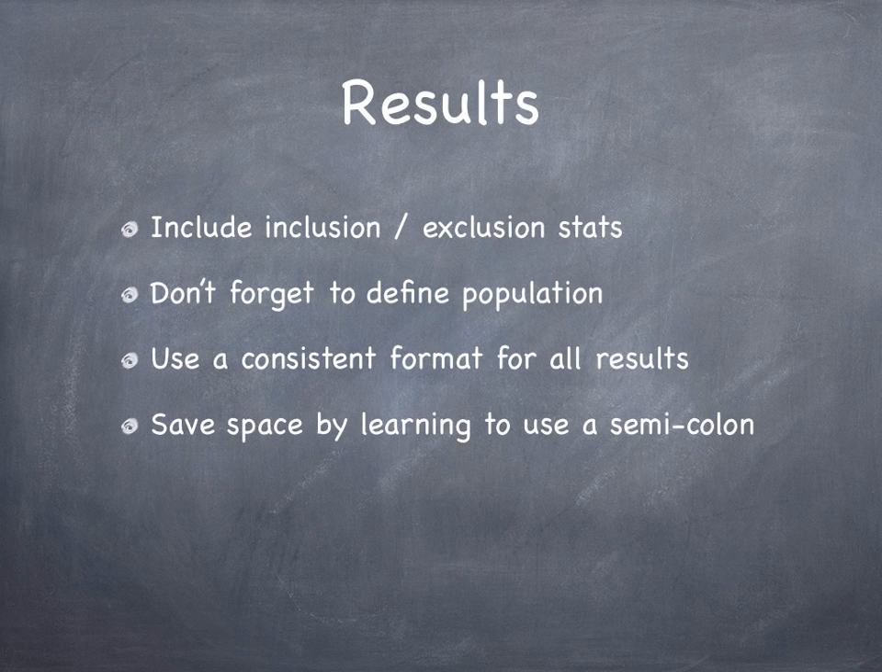In the results section, make sure you include inclusion and exclusion statistics. Don't forget to define the population. Use a consistent format for all of your results, and save space by learning to use a semicolon. This is a terrific form of punctuation which will save you a lot of space, especially for meetings that have very limited requirements when it comes to submitting an abstract.